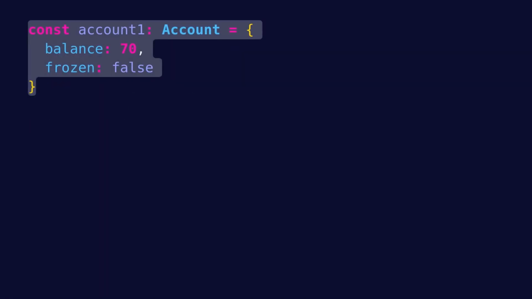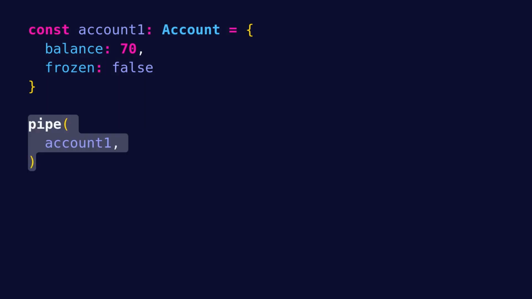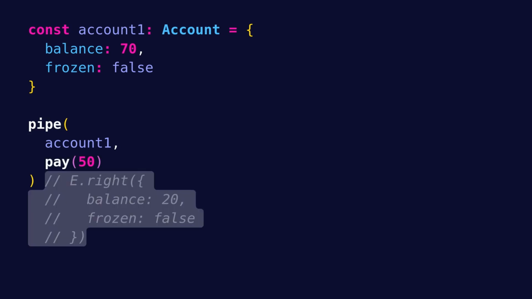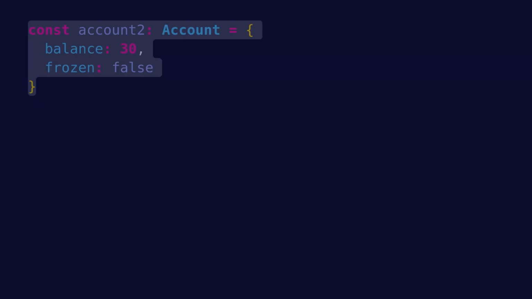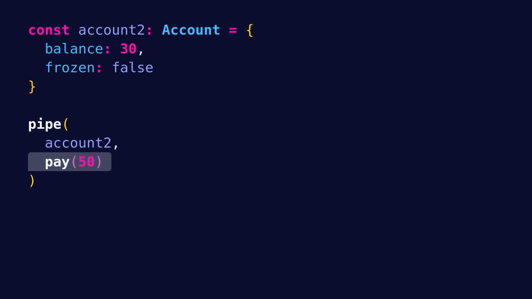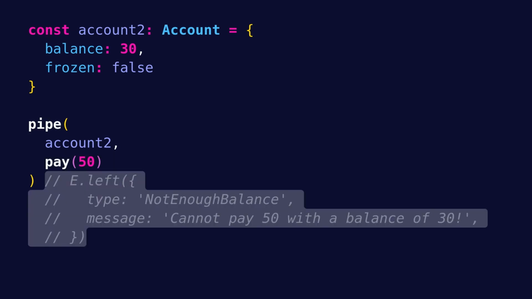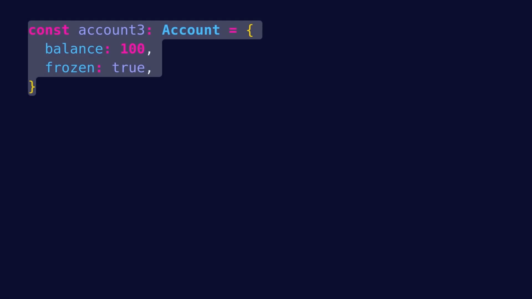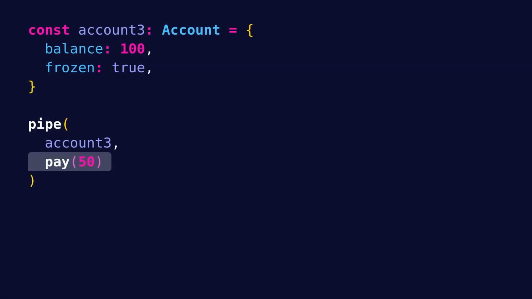So if we have an account that has a balance of 70 and is not frozen, and we pipe that account into pay 50, we get back a right with the account having an updated balance of 20. On the other hand, if we have an account with a balance of 30 and we pipe it into pay 50, we get back a left with the not enough balance error. Finally, if we have a frozen account and we pipe it into pay 50, we get back a left with the account frozen error.